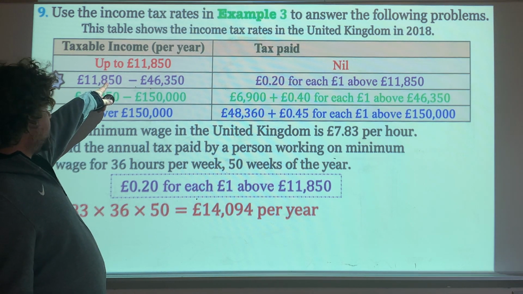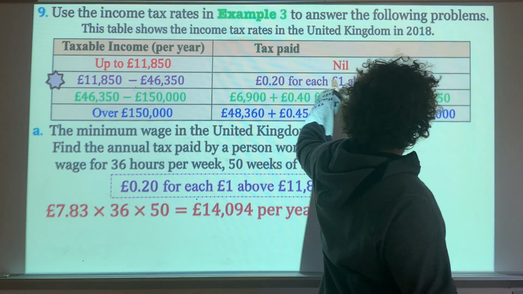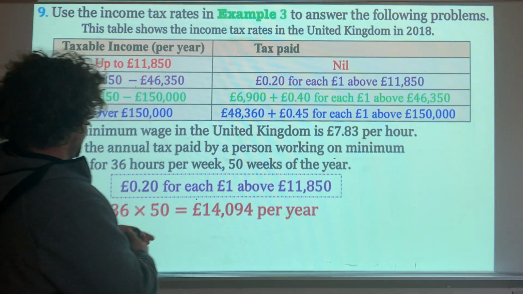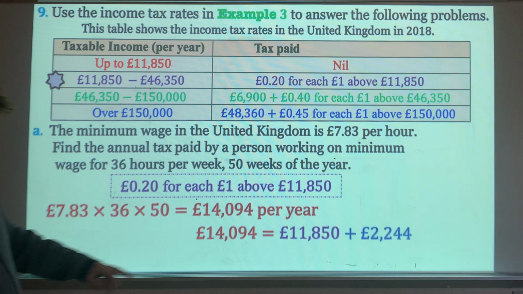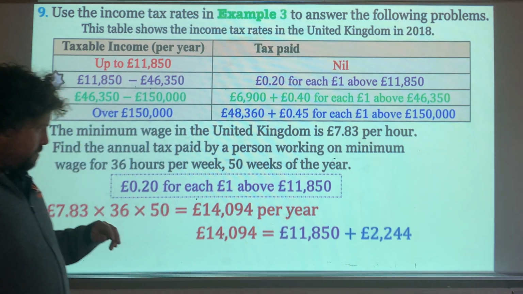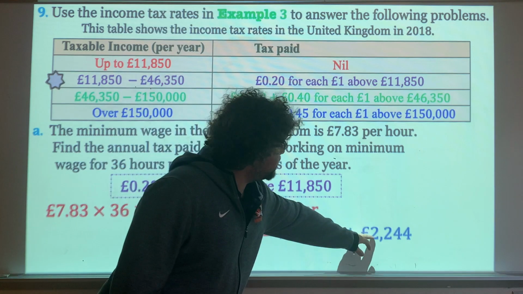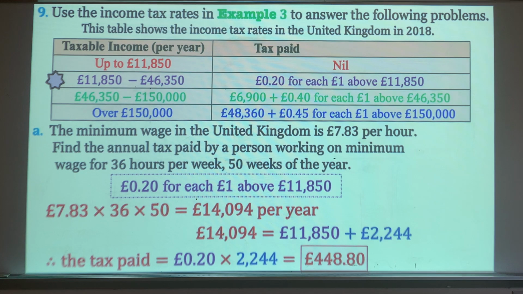That is this bracket right here. So they're going to pay 20.2 pounds for every dollar or pound above 11.80. So I'm going to do this minus 11.80 is 2,244, right? This plus this equals this. All I'm doing is subtracting the two. This times your 20, and my rate would be 448.80 pounds. That's it. Easy.